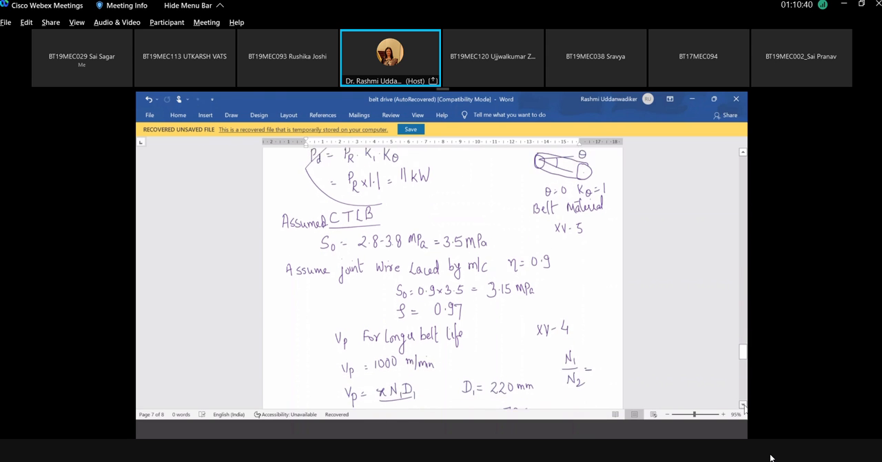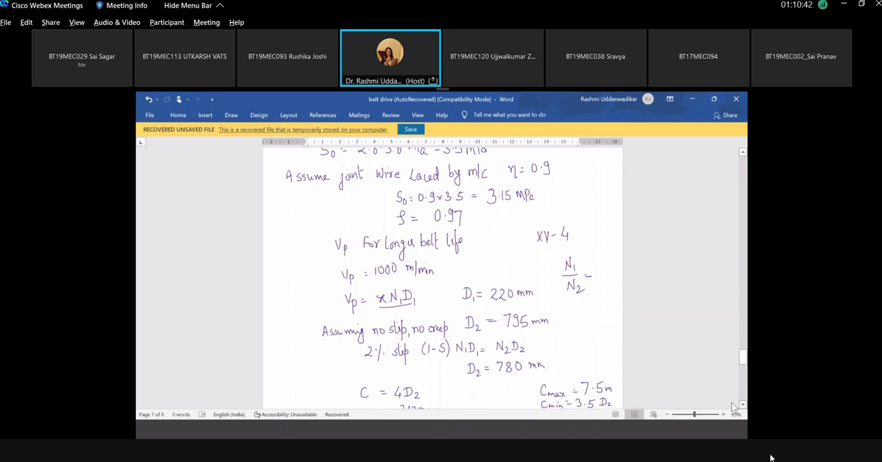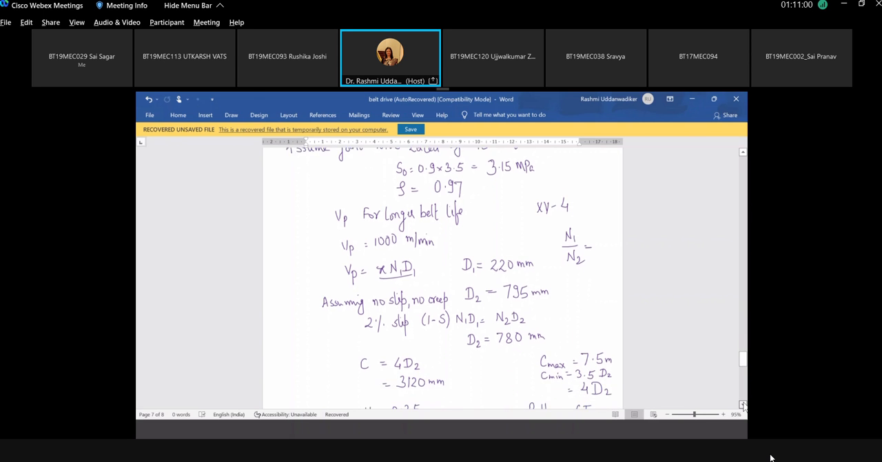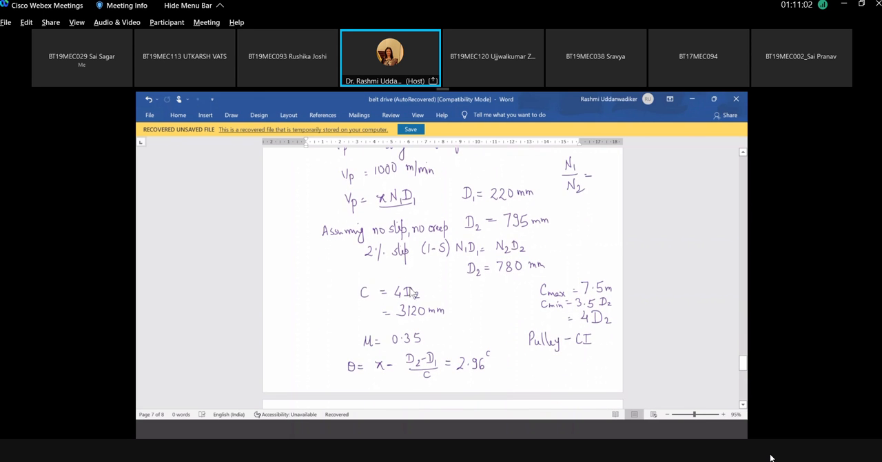We are assuming the peripheral velocity for longer belt life as 1000 meter per minute. From this, since N1 is known, we find out what is the diameter of the pulley with slip, without slip. Whatever you are assuming, with no slip, this is the diameter, with 2% slip, this is the diameter. If you are assuming 1.5% slip, you have to give that diameter and continue with your problem.